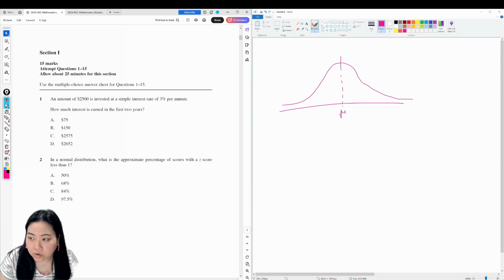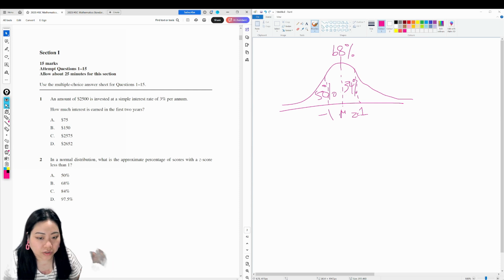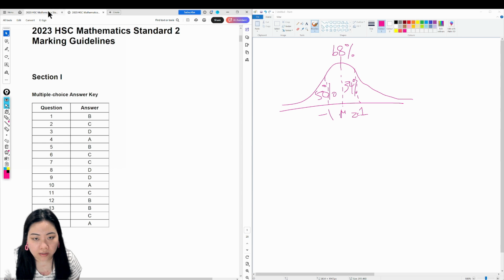A z-score of 1 is about here. That's a z-score of 1. Now over here would be 50%, and then this one would be another, between the z-scores of -1 to 1 is 68%, which means over here it would be 34%. So altogether that's 84%, which should be C. 2C, let's check it. 2C, very good.